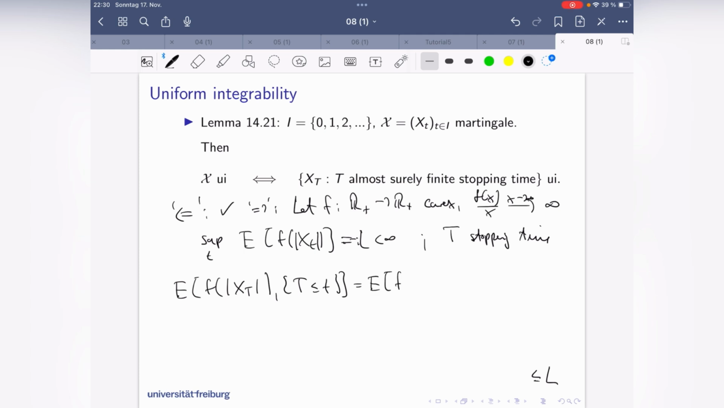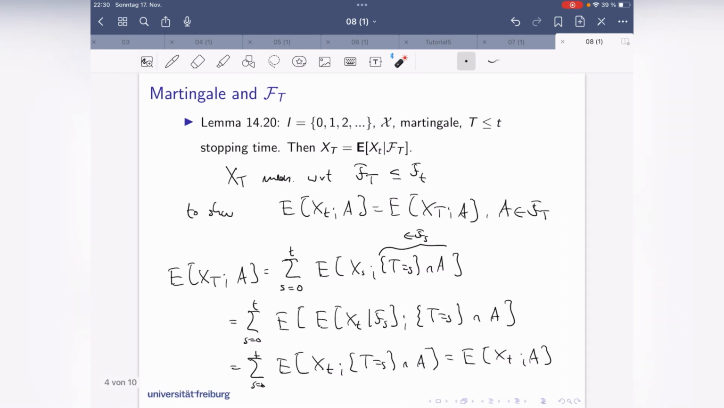First, instead of writing x big T, we can write x big T minimum small t. And the reason is that we're on the set T lesser or equal to small t anyway. And since big T minimum small t is again a stopping time which is bounded from above by small t, we can use this property here.